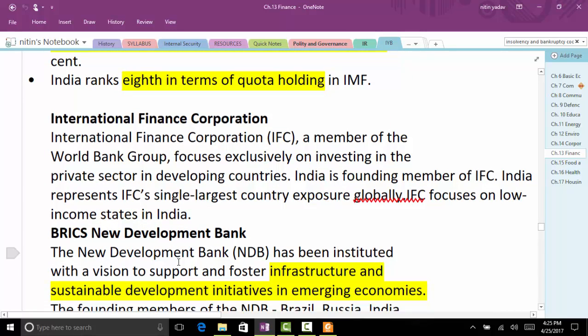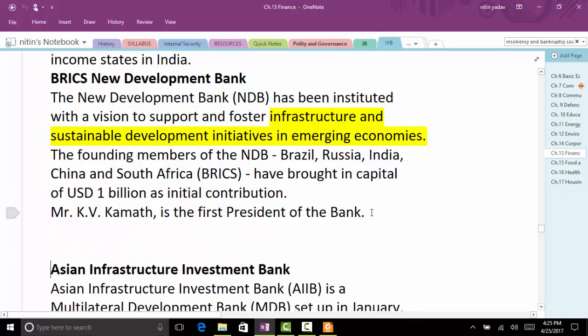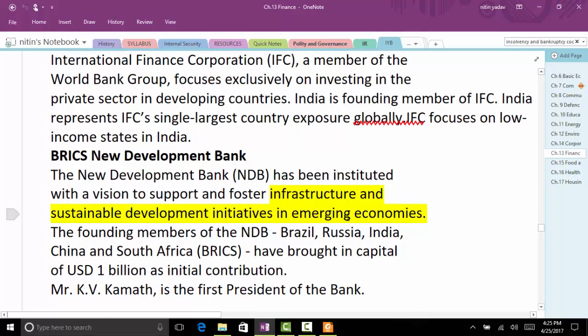International Finance Corporation, the World Bank it is. Now we have BRICS, the New Development Bank, NDB. So NDB, along with AIIB. AIIB is a China-led bank. Now here NDB is the BRICS Bank. So K.V. Kamath from India is the first president. Where is NDB situated? Shanghai. Yes, correct. Good.